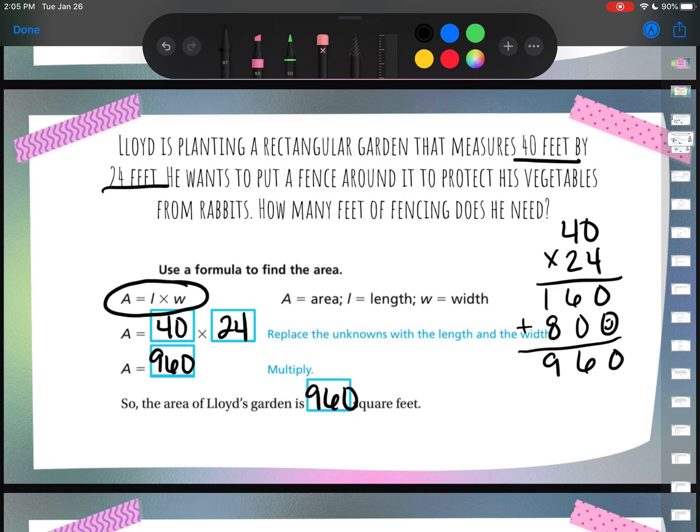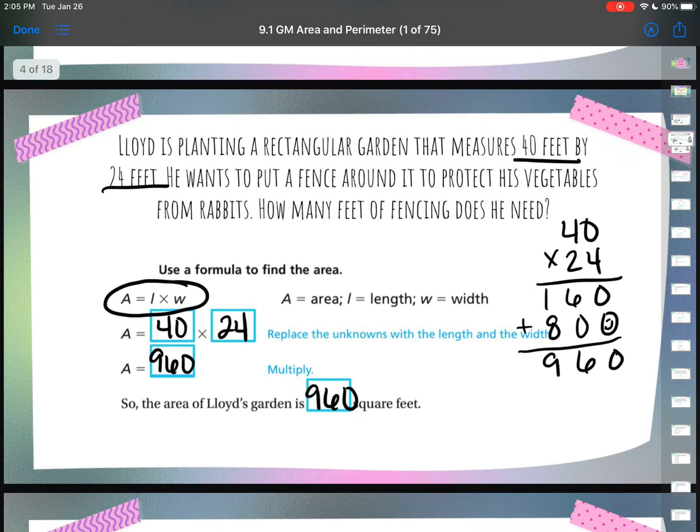So remember, perimeter is adding up all of our sides. Area is multiplying our length times our width.